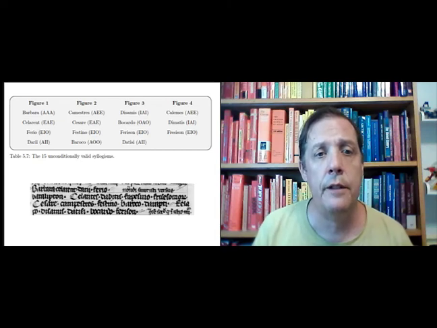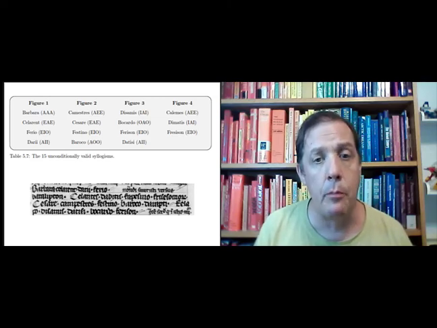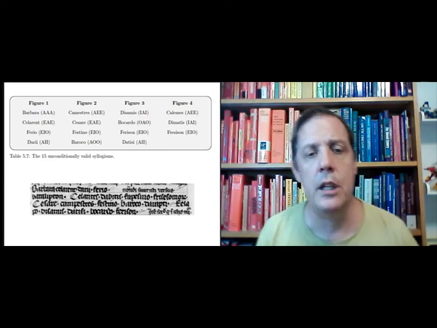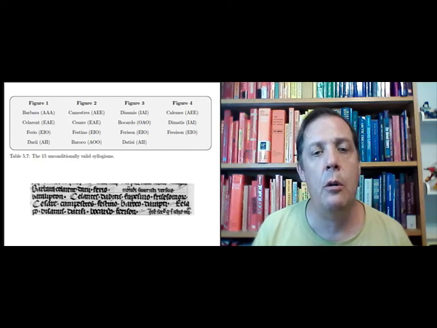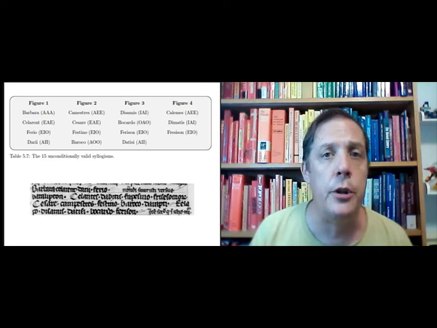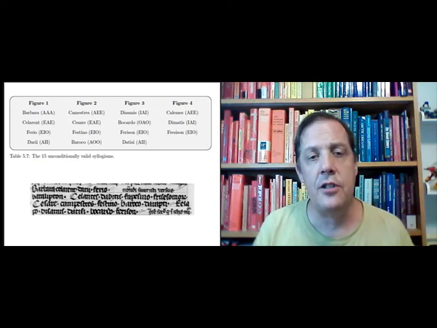So here are the 15 unconditionally valid syllogisms arranged by figure. And beneath it is a 13th century, 12th century, I can't remember, copy of the poem that medieval logic students memorized in order to help remember these. And this is actually taken from a logic textbook written by William of Sherwood, as in Sherwood Forest in England. But that's just there for decoration.